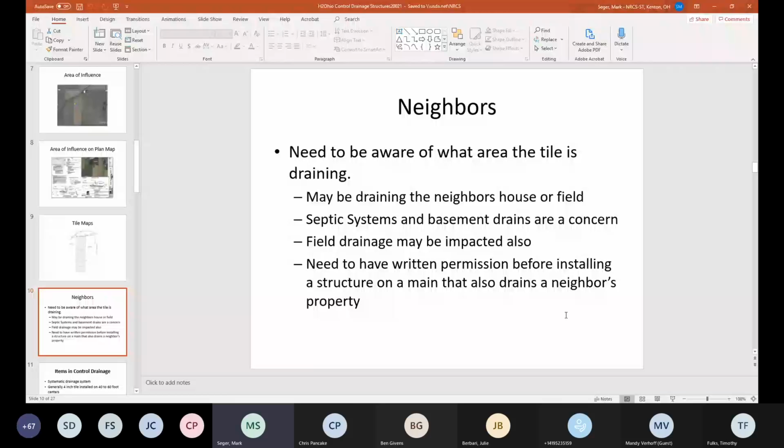So if we are going to have a main that's running into a neighbor's and we're going to have the structure on it, we need to make sure we have written permission from that neighbor before we put that control structure in on that main or sub main.